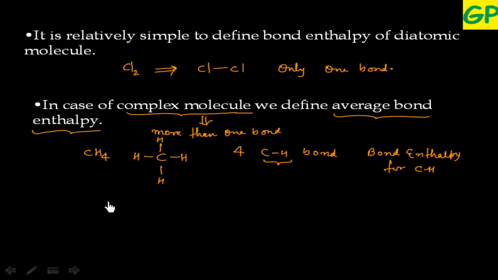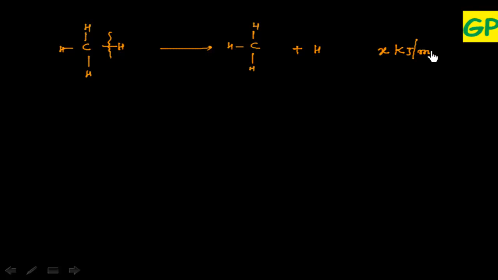Let us remove the C-H bonds one by one, or let us atomize CH4. So we have CH4 here, and if I remove this one carbon-hydrogen bond, I will have CH3. So basically we are removing this bond, so I have CH3 plus hydrogen. In this case, let us say we require x kilojoule per mole energy.